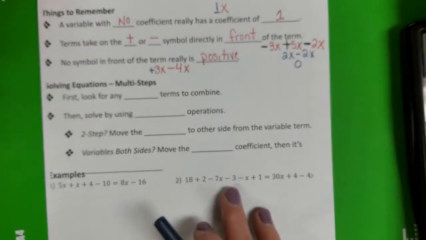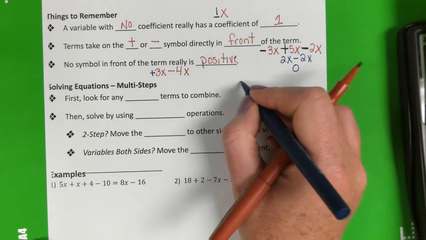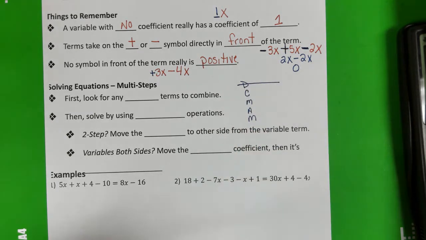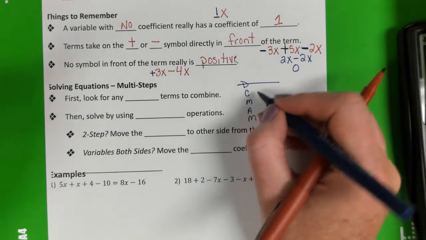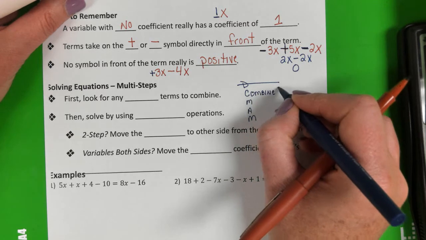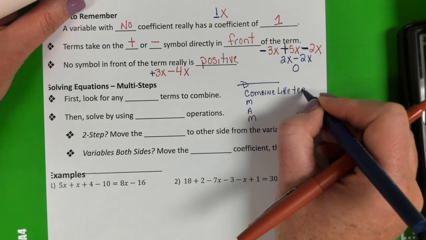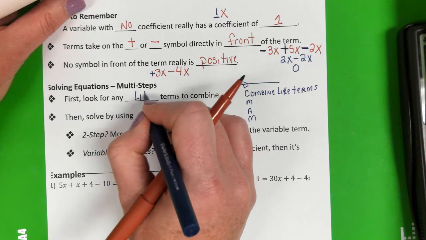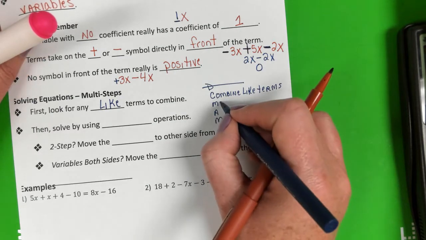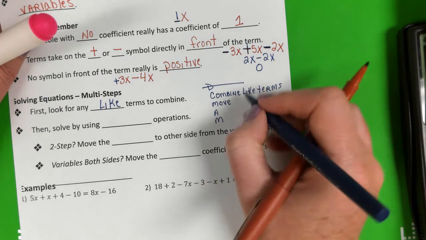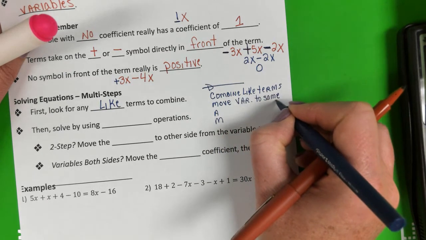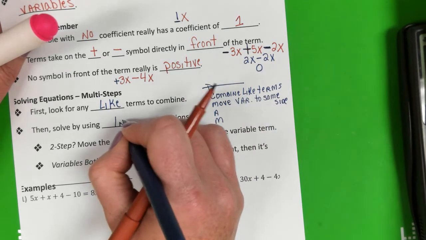Okay, so when solving the equations, remember that we had a little saying, don't call me after midnight. We really weren't doing the step D that stands for distribute. The C, remember, stands for combine like terms. So first we need to look for any like terms. And then I recommend the next step is to move, if you have variables on different sides, move your variables to the same side. And we do that by using inverse operations.